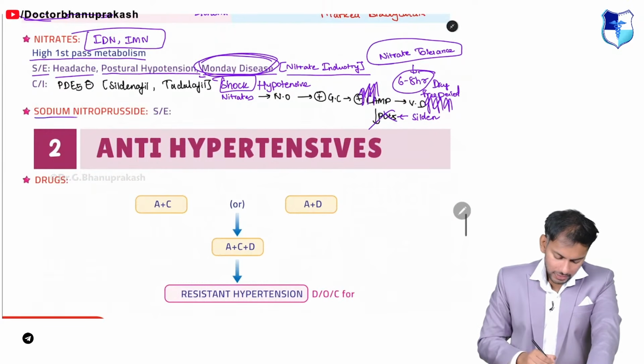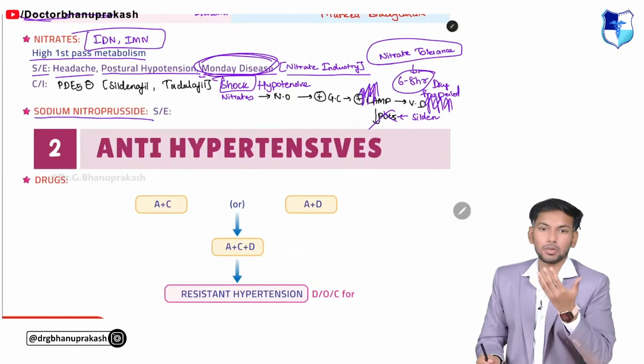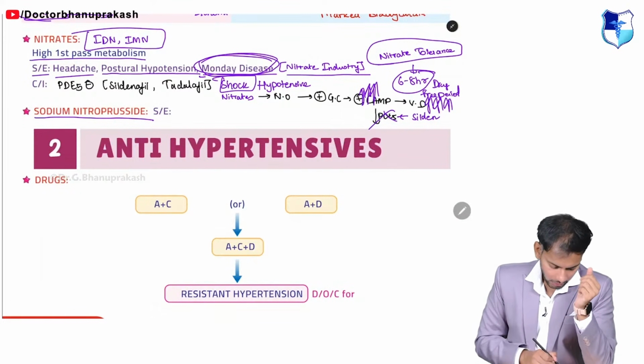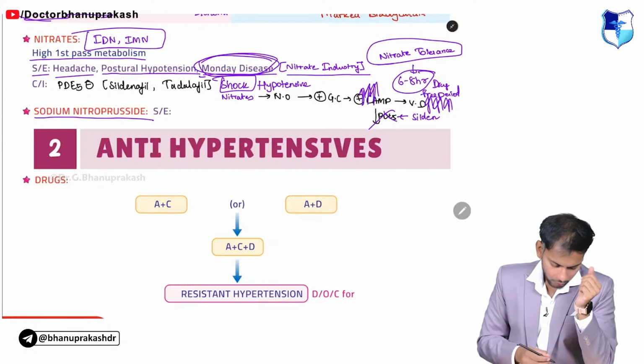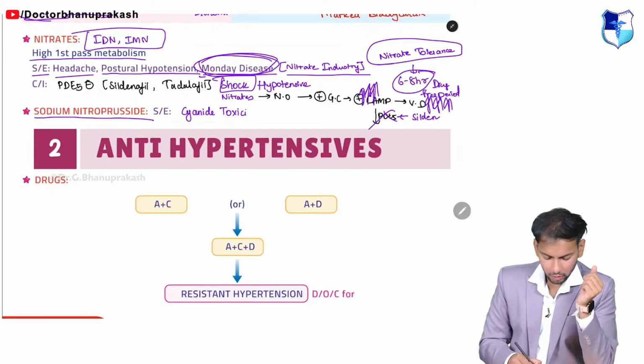Now, what is left out? Sodium nitroprusside. Yes, this is a mixed one. Now it is used in hypertension, but the most important thing that I want you to remember is that sodium nitroprusside will cause a side effect of cyanide toxicity. It will cause cyanide toxicity.